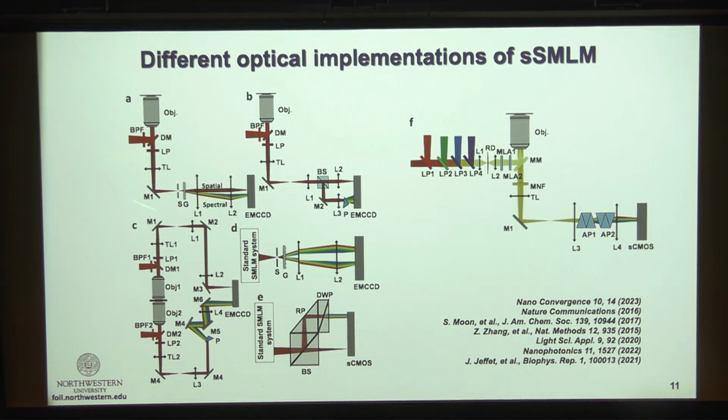This is our initial design. And you see here, this is a grating, a transmission grating. The grating separates the photon into two beams, the spatial beam and the spectral beam. And we integrate that.